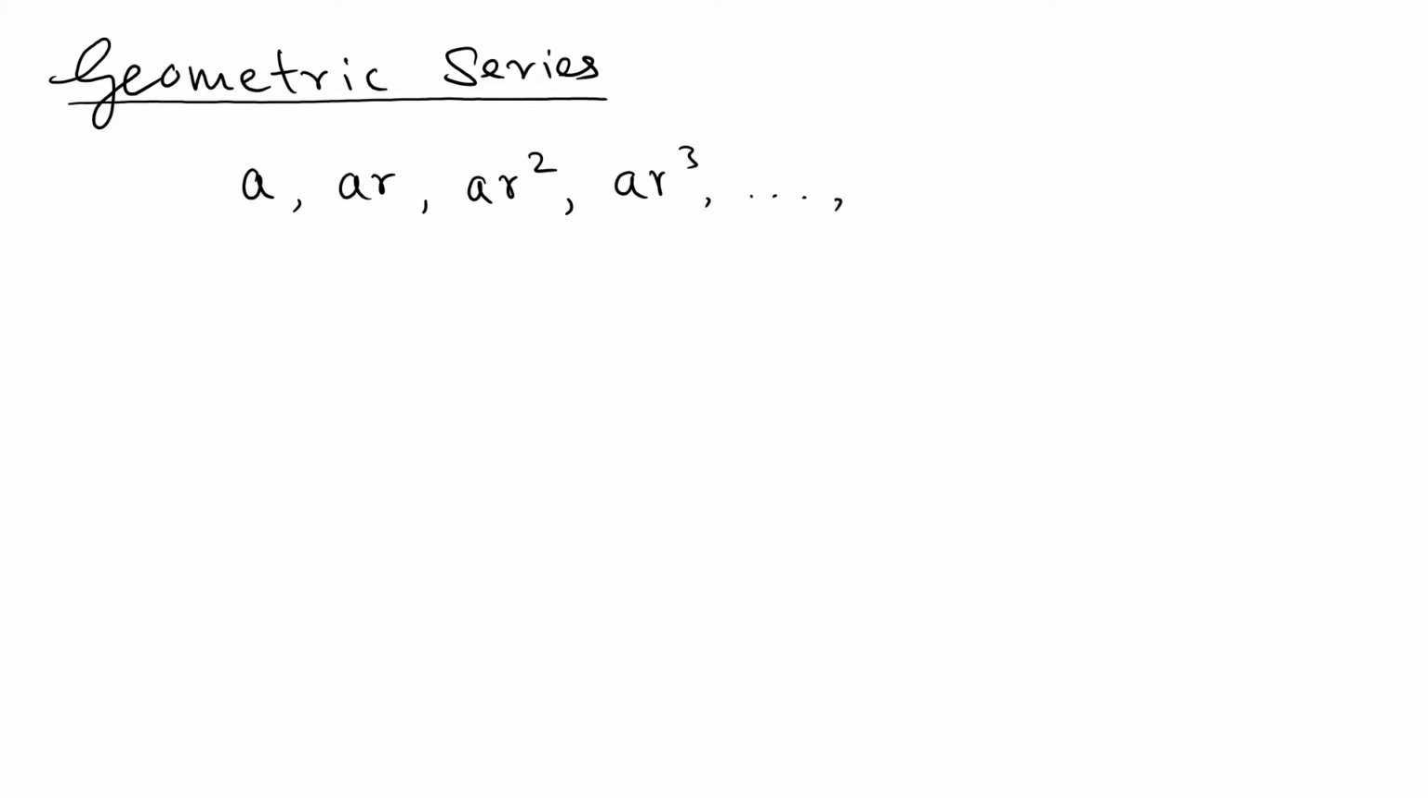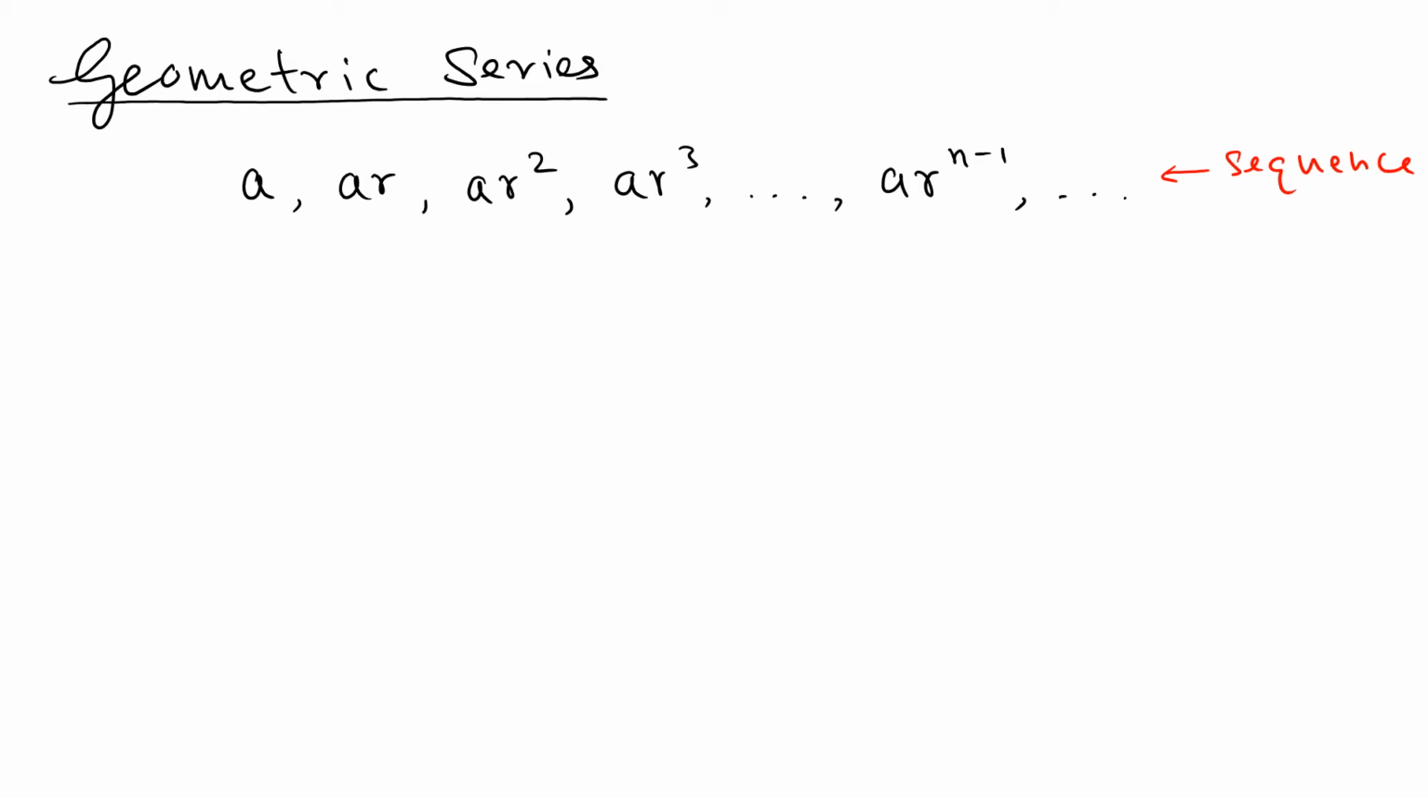So you can see the general term looks like ar to the n minus 1, because the fourth term is ar cubed. That's how the general term looks. Now we can add them. Once you add them, we get what we call the geometric series. So this is the geometric sequence, and when you add the corresponding terms, we get the series.